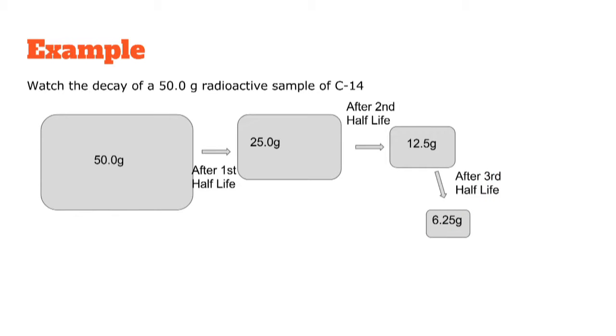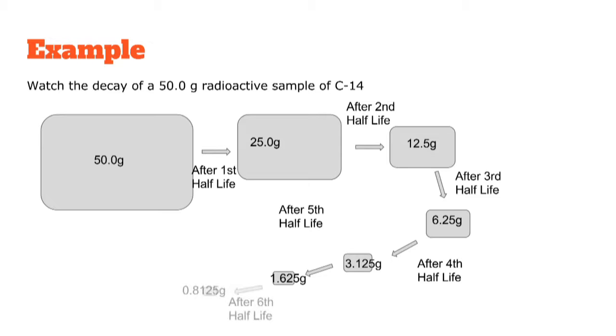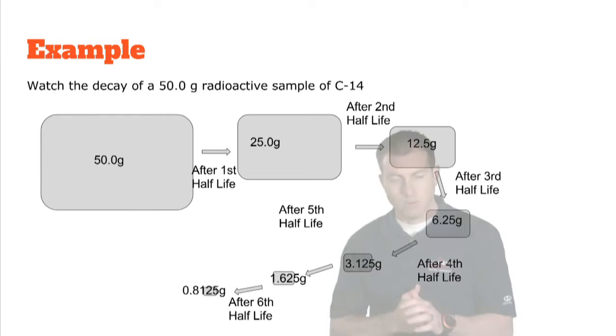We wait another 5,730 years. We check out our sample again. We're down to 3.125 grams. Another half-life passes. Another 5,730 years passes. We're down to 1.625. Then we keep going, and the number is just going to get smaller and smaller and smaller.